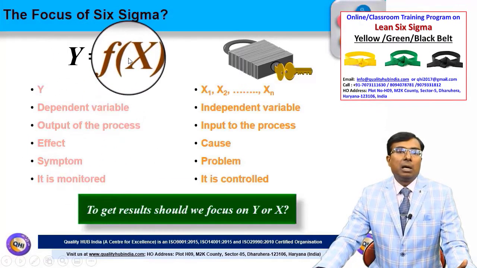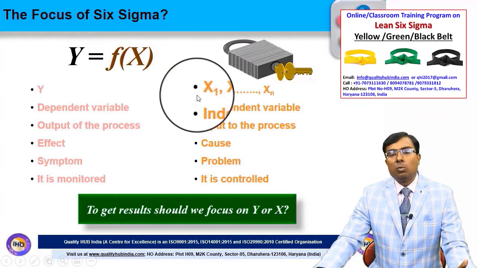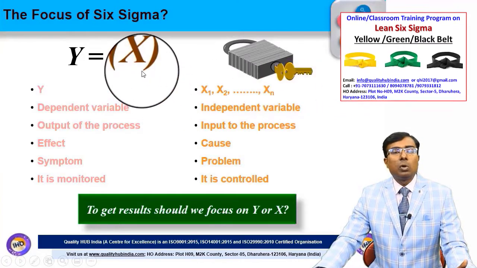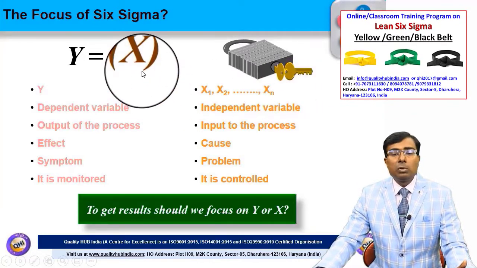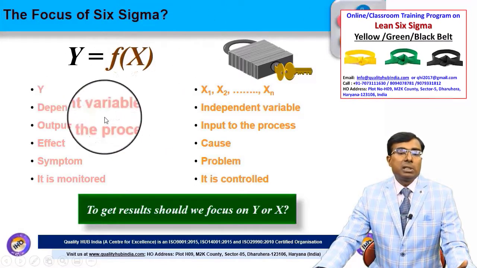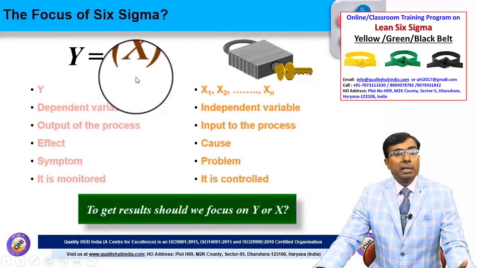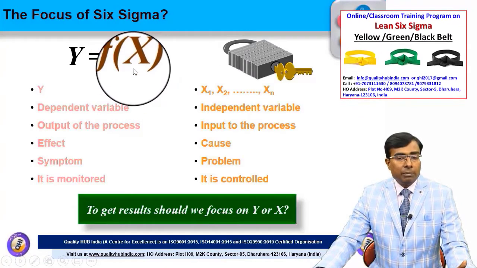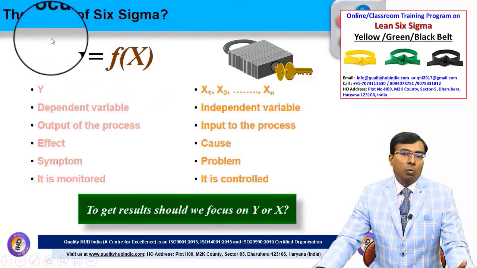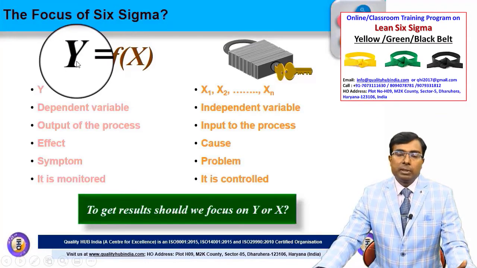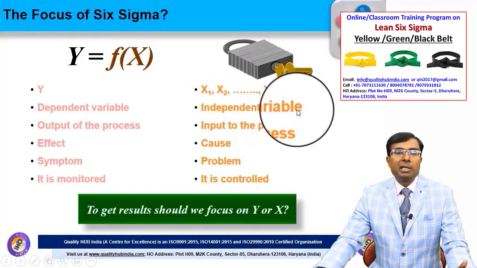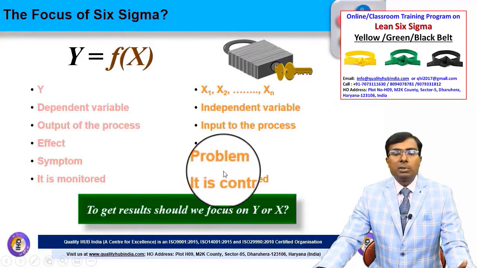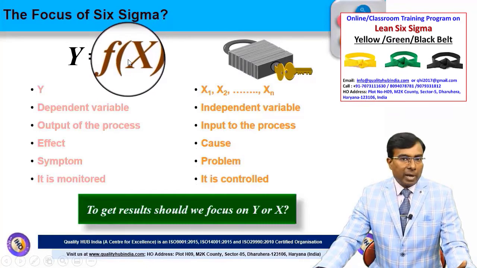Whereas x's, there can be multiple x's, of course, 1, 2, 3, 4, 5, 6, there can be 10 x's also. Sometimes these are also called causes or root causes, because we will be identifying root causes in the process of problem solving, in DMAIC also, in quality improvement projects, and trying to control them, and that will be impacting y positively, and y will be improving. So x's are called independent variables. These are also called inputs to the process. These are also called causes, problems, and these are also called controllable factors.